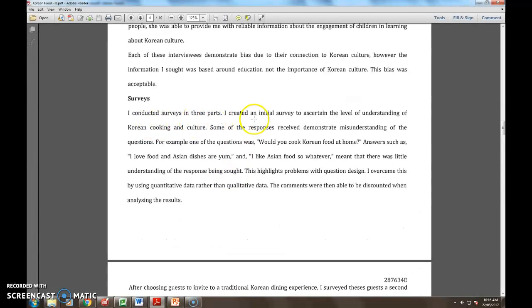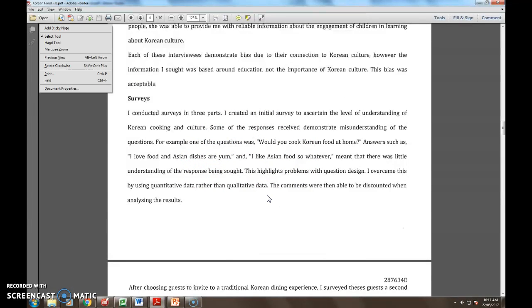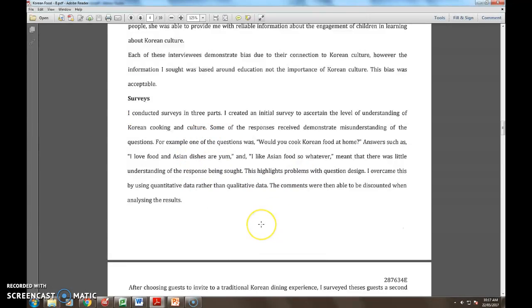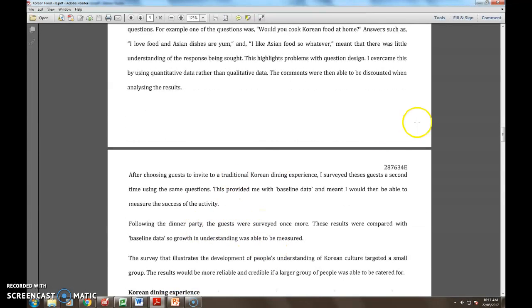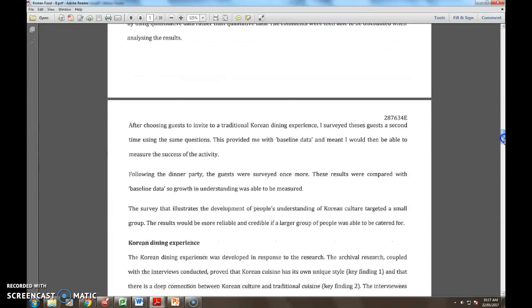Surveys. I conducted surveys in 3 parts. Some of the responses received demonstrate misunderstanding of the questions. For example, one of the questions was, would you cook Korean food at home? Answers such as, I love food and Asian dishes are yum, and I like Asian food, so whatever, meant that there was little understanding of the responses being sought. This highlights problems with the question design. I overcame this by using quantitative data rather than qualitative. So again, it's talking about the actual process of the survey, some of the strengths and weaknesses within that, and how those were overcome. So there's a few examples of what can be done for section E1 as well.